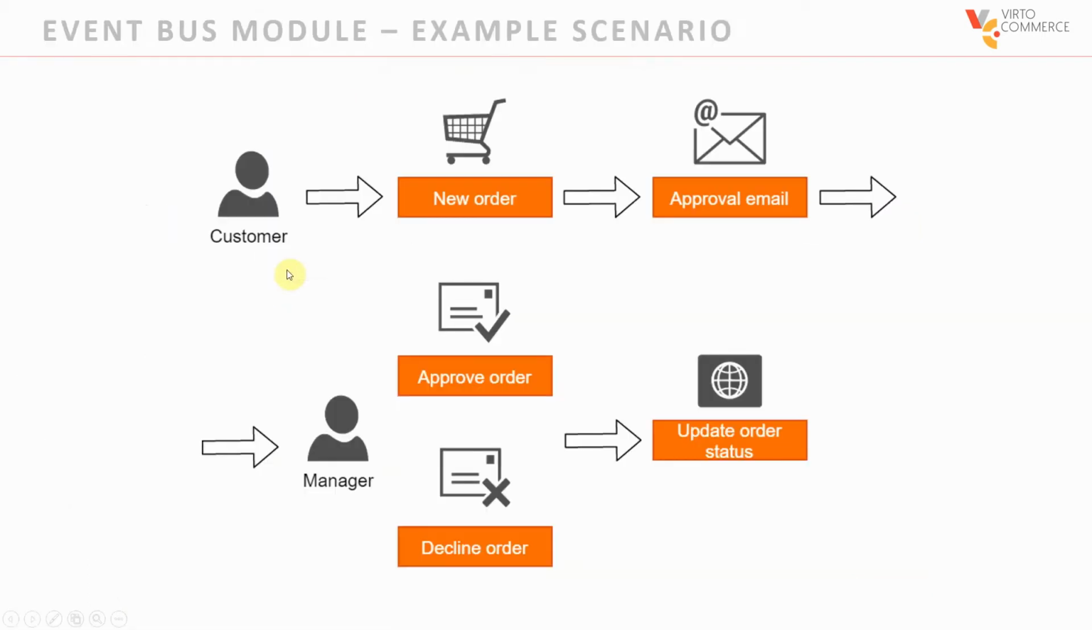Let's consider the following scenario. Imagine this task. You are an order manager and carry out the initial processing of orders in your online store. When a customer creates a new order, you receive an approval email, and you need to approve or decline the new order. After that, the status of the order in Virto Commerce automatically changes. Let's try to automate this scenario using the new module and Logic Apps.